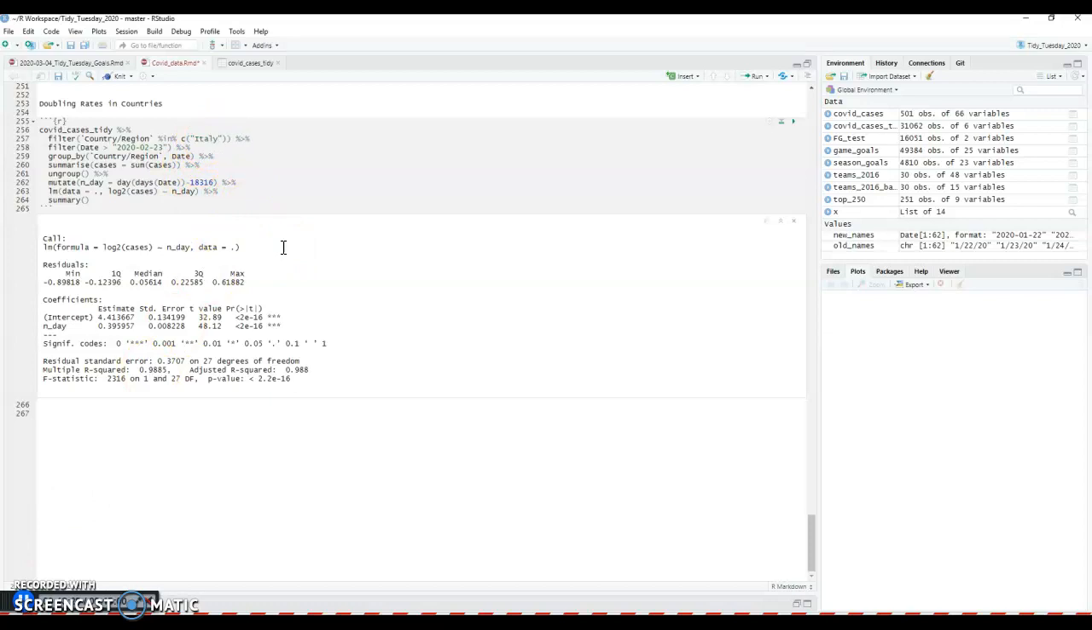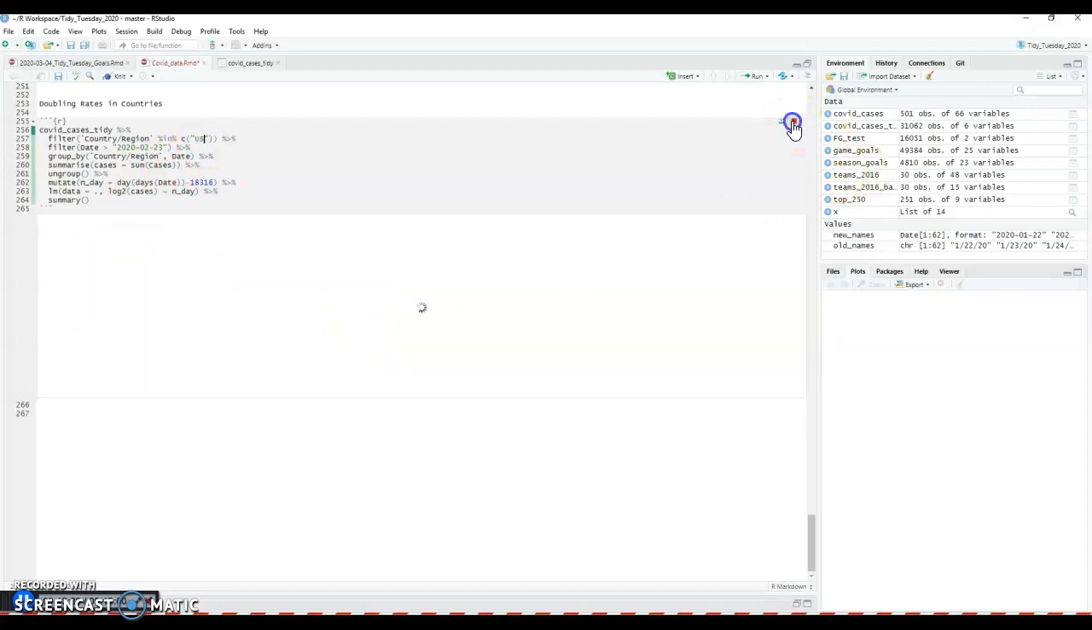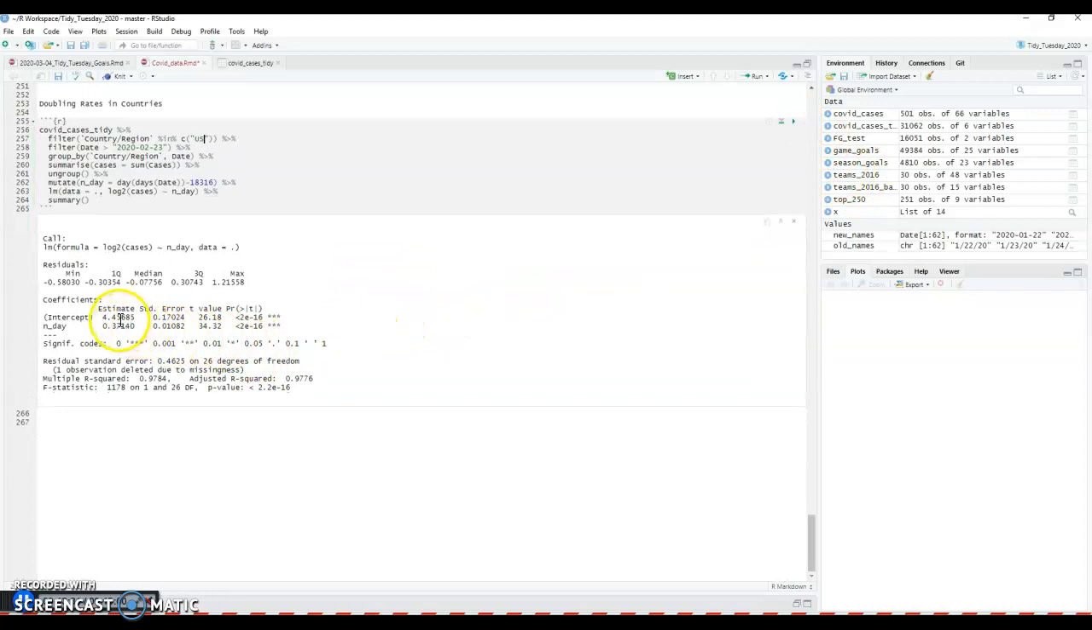How about Italy? How's Italy been doing here? Let's have a look. 0.28. Again, right around us, 0.25. How's the US doing? Let's have a look. So struggling a little bit, into that 2.5, 3 day range.